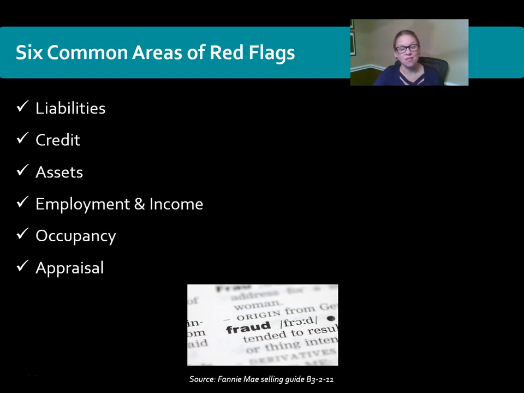Here is the list of the 6 most common areas of red flags. In video series 1 and 2, we've already gone over liabilities, credit, assets, employment, and income. So in this 3rd video series, we will be discussing occupancy and appraisal.